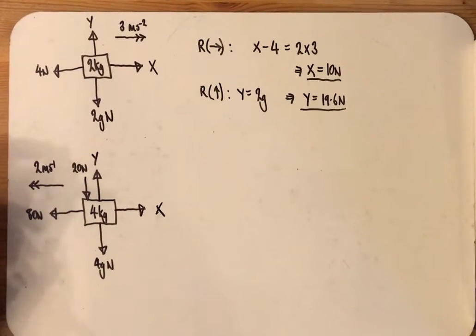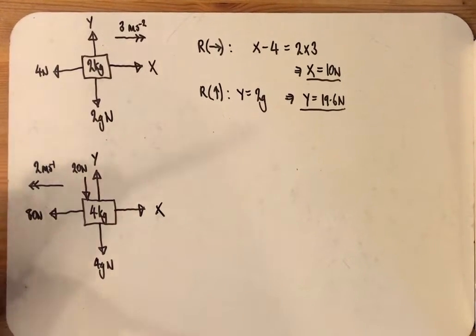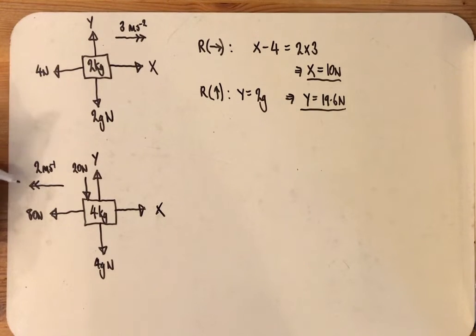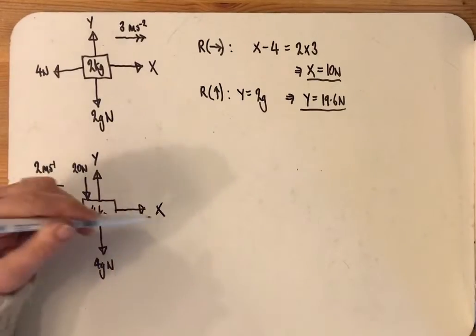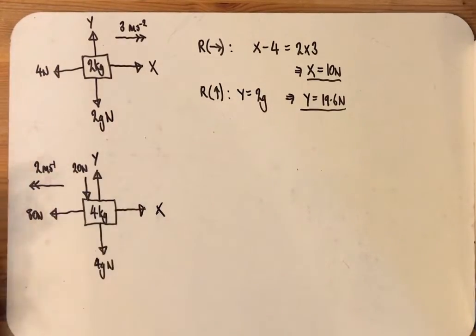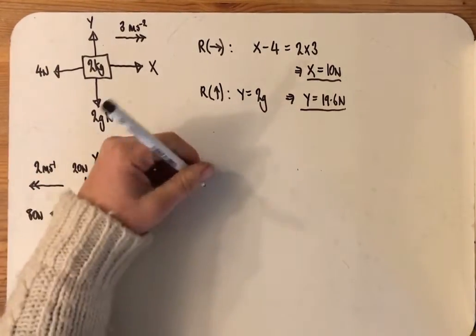It could be that it's decelerating. You could take this way as positive, and then this would have magnitude -2, this would be -18, this would be x, so it will have the effect of changing all the signs. But I take that way as positive.